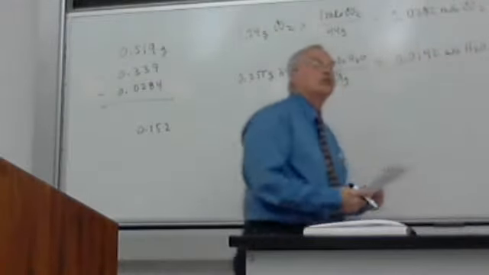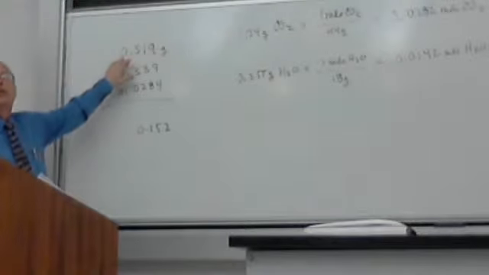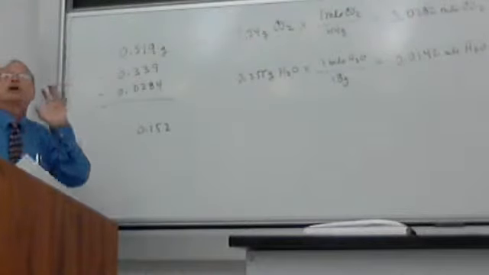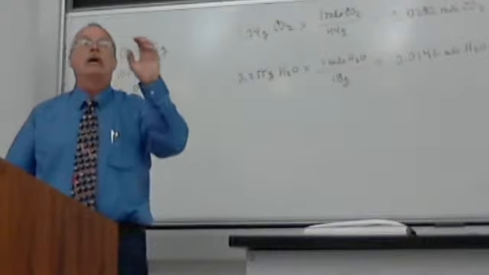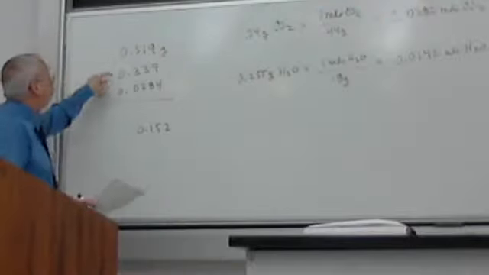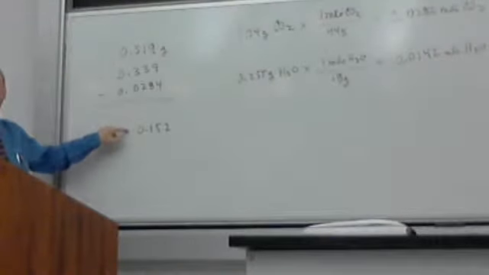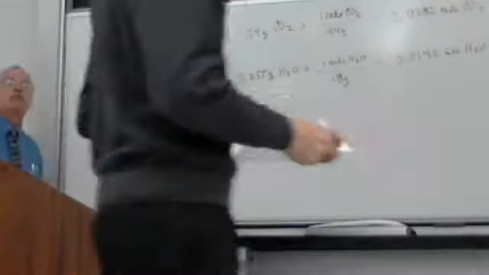Okay, what I'm going to do is subtract that from the original sample weight, because the sample is made out of what? Carbon, hydrogen, and oxygen. So if I subtract the carbon and the hydrogen, I should get the amount of oxygen. So this should be grams of oxygen that are left.